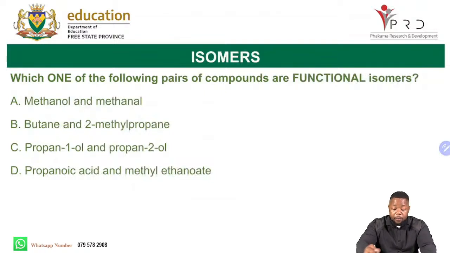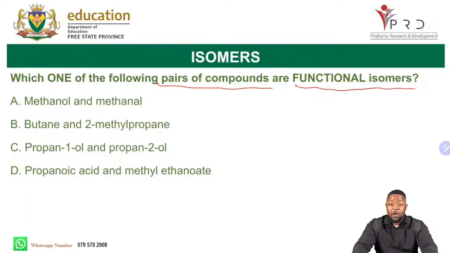Which one of the following pairs of compounds are functional isomers? Now, before you can determine which ones are functional isomers, you should be able to define a functional isomer as per examination guideline 2021. You should be in a position to understand that functional isomers will have the same molecular formula. To have the same molecular formula means that the number of carbons and the number of hydrogens must be equal. And then the only difference with the functional isomers is that their functional groups are not the same.